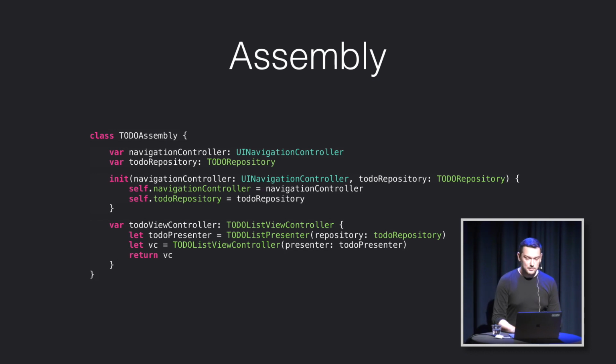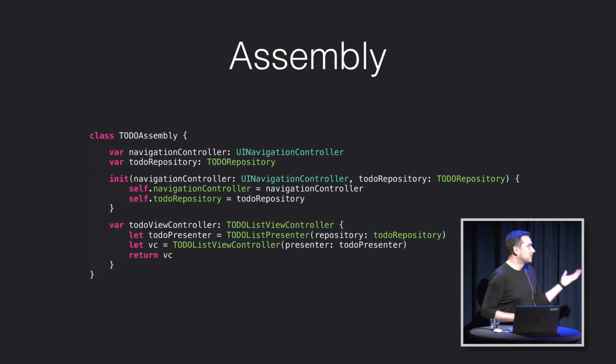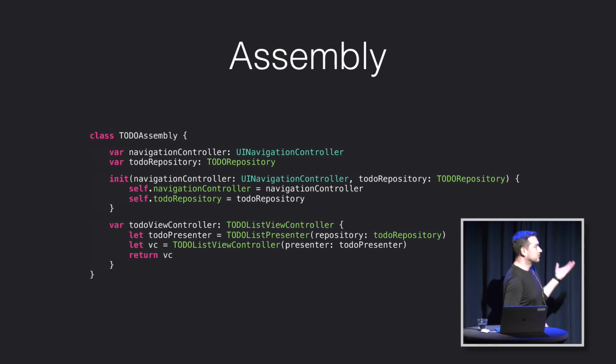So for the example, you see in this assembly, I have a variable with the navigation controller and a variable with the to-do repository. You can see that both of those things are interface injected in this assembly. That's also because you want to test your assemblies. So you can just use interface injection to simply do that.